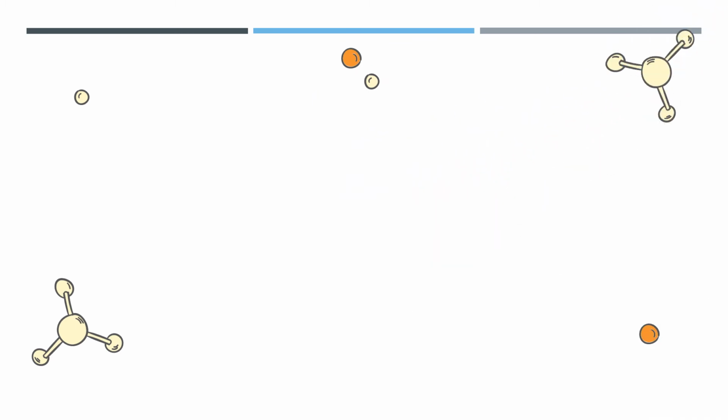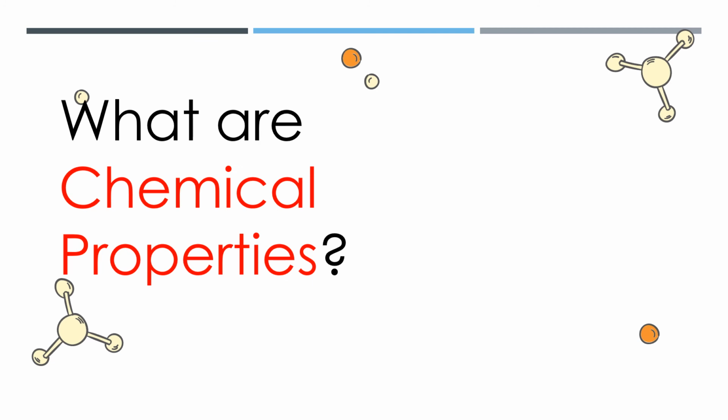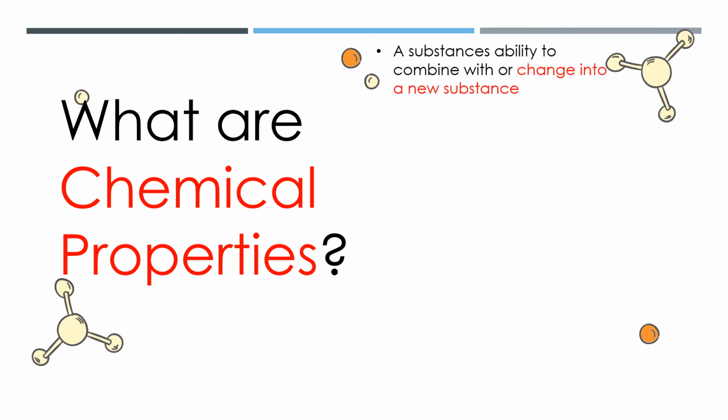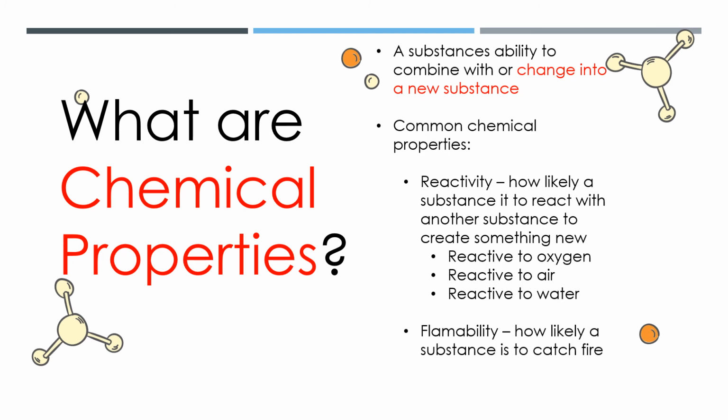Those are just examples of chemical properties that we can see when a chemical reaction takes place. In summary, what are chemical properties? A substance's ability to combine with or change into a new substance. Common chemical properties are reactivity, how likely a substance is to react with another substance to create something new. Reactive to oxygen, reactive to air, reactive to water. Next one is flammability, how likely a substance is to catch fire. And then the ability to rust.